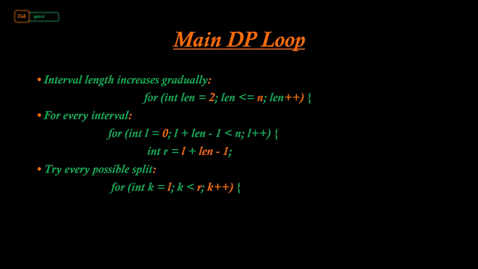The first loop controls the interval length. We start at length 2 and continue up to n. The second loop determines the starting position L. Once L and the length are known, we calculate R as L plus len minus 1. This gives us a complete interval. Finally, the third loop tries every possible split position k. So conceptually our loops are: choose interval length, then choose interval, then choose split. For every split, we calculate the corresponding candidate score.